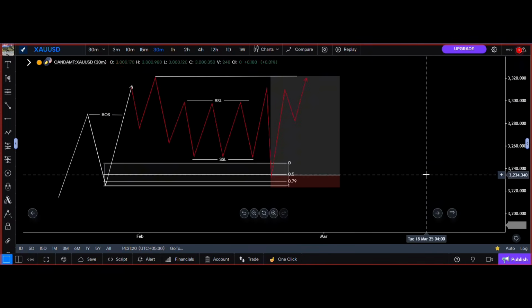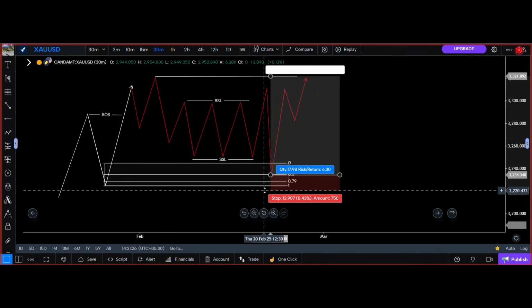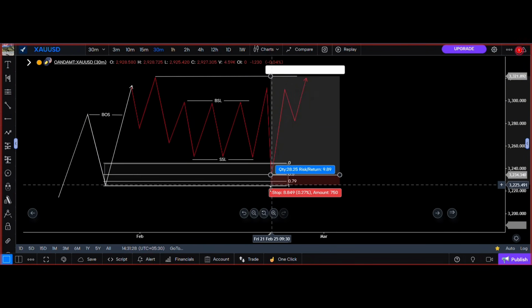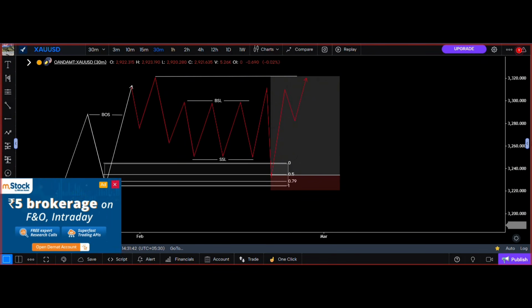Are we going to keep any buffer under the demand zone, or how are we going to place our stop loss? A 1 to 2 pip buffer below. So just to understand, if the demand is ending at 3,222, we are going to keep it at 3,220. Yes. Perfect. But what about the liquidity sweep, if there is any chance?